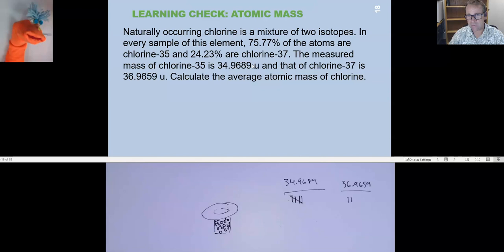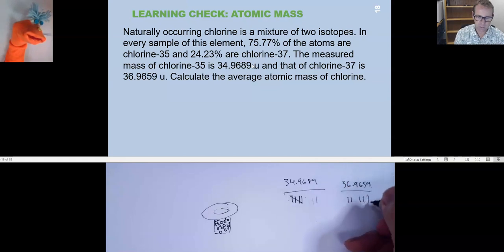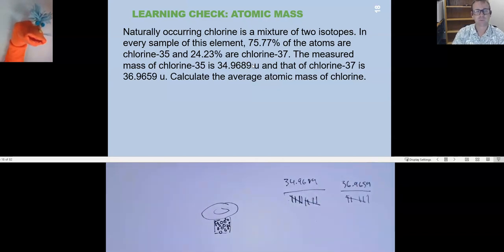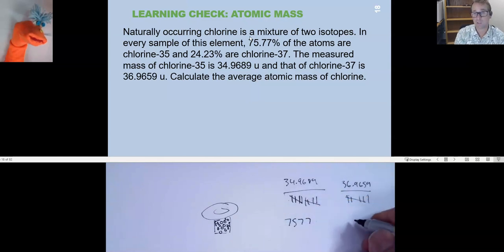Now, just doing 7 is not very much, so I'm going to do it over and over and over again until I get lots of tally marks on both sides, right? And in fact, that's what this experiment is saying. It says they had a number of atoms and they looked at them and they saw that 7,577 of the 10,000 atoms had a mass of the chlorine 35 and 2,423 had the mass of the chlorine 37.